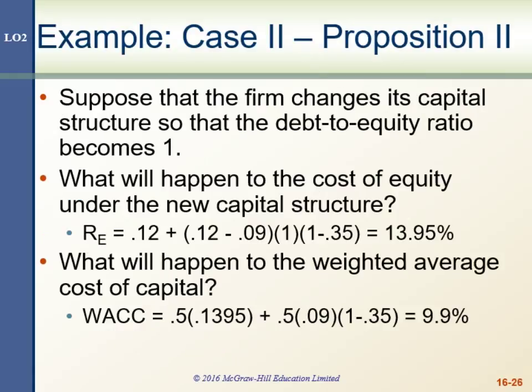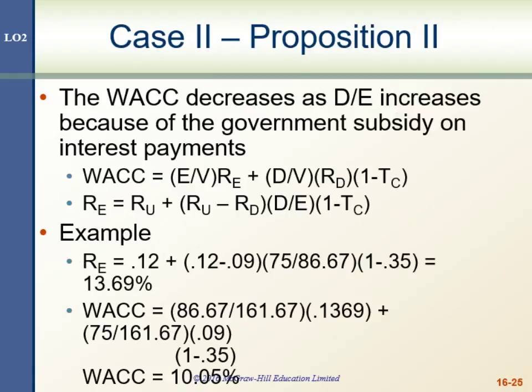So suppose the firm changes its capital structure to the point where the debt equity ratio becomes 1. What happens to the cost of equity under the new capital structure? Well, if it's 1-to-1, then the debt equity ratio is simply 1, and so we just write that into the equation. 12% return on unlevered equity plus the premium we're making on other people's money times the debt equity ratio of 1 times 1 minus the tax rate gives us a return on equity of 13.95%, which is a little bit more than we were making with the slightly less than 1 debt equity ratio here.